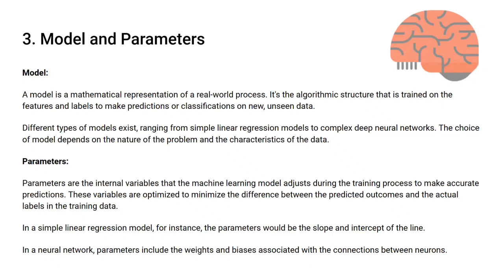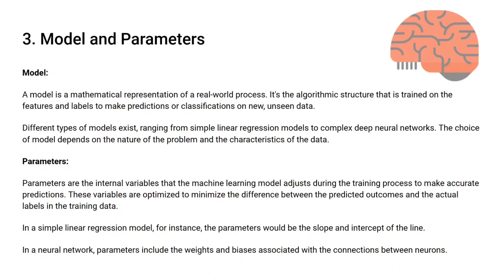And if I had to state what a parameter is, parameters are the internal variables that the machine learning model adjusts during the training process to make accurate predictions. These variables are optimized to minimize the difference between the predicted outcomes and the actual labels in the training data.